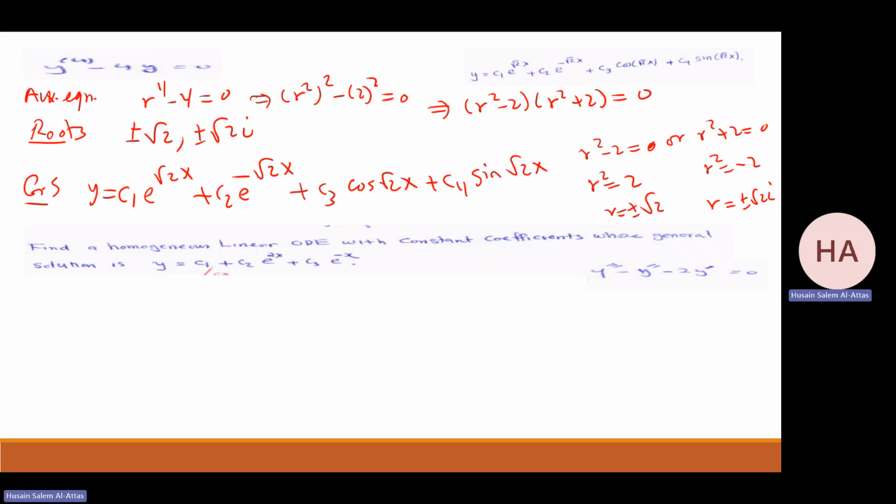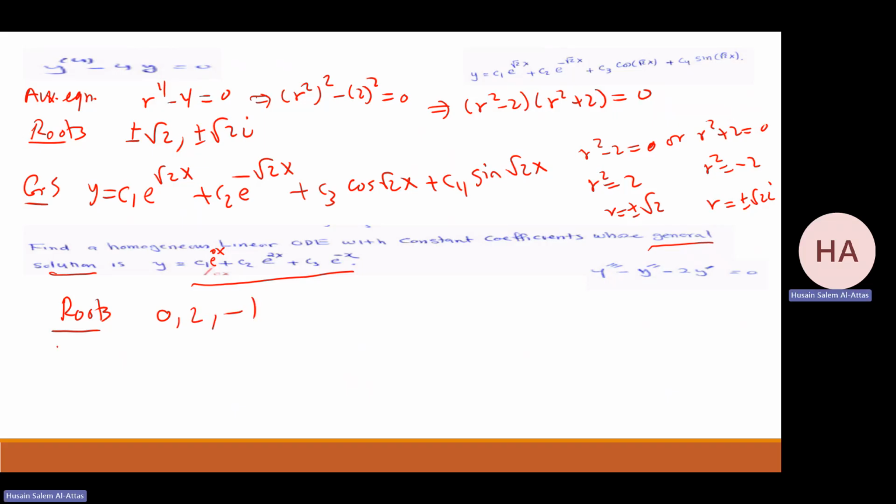Okay. Find the homogeneous equation with constant coefficients given the general solution. Now he gave me the general solution, so I have all the roots here. So what are the roots? 0, and this is like e to the 0x, which is 1. So you have 0, 2, and minus 1.